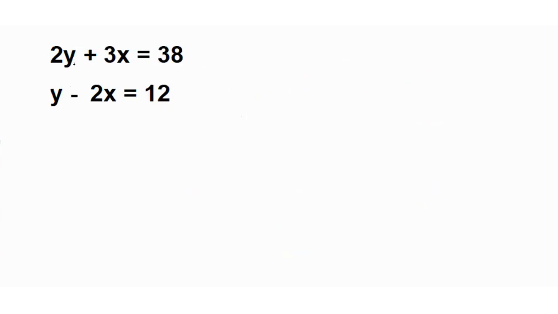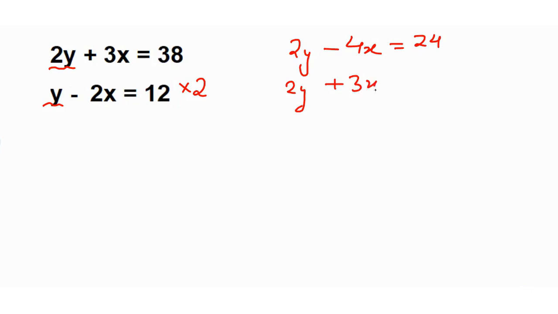Now this question: 2y plus 3x equals 38 and y minus 2x equals 12. The easiest way would be to eliminate this y. Because here we have 2y, we can easily make 1y into 2y by multiplying this whole equation by 2. We'll get 2y minus 4x equals 24. And here we already have 2y plus 3x equals 38. So no need to multiply here.